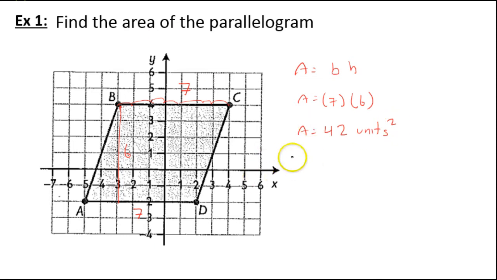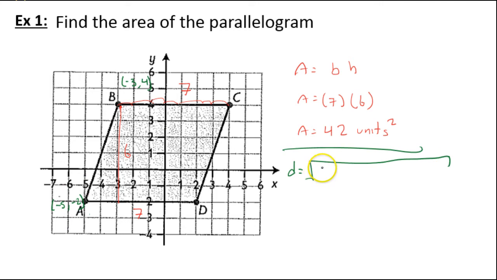And then if I want to find perimeter, I know that these two are 7. I've got to find the distance between A and B. So we apply our distance formula again. This point down here is (-5, -2). And this point up here is (-3, 4). So my distance, let's do from A to B, is the square root of x sub 2, which is -3, minus x sub 1, which is -5, squared, plus y sub 2, which is 4, minus y sub 1, squared.